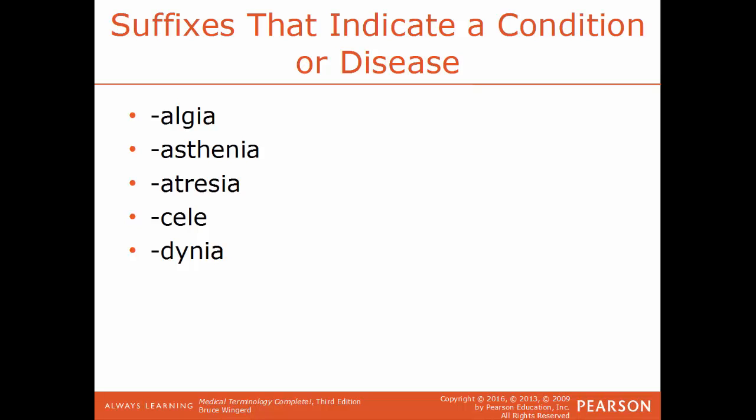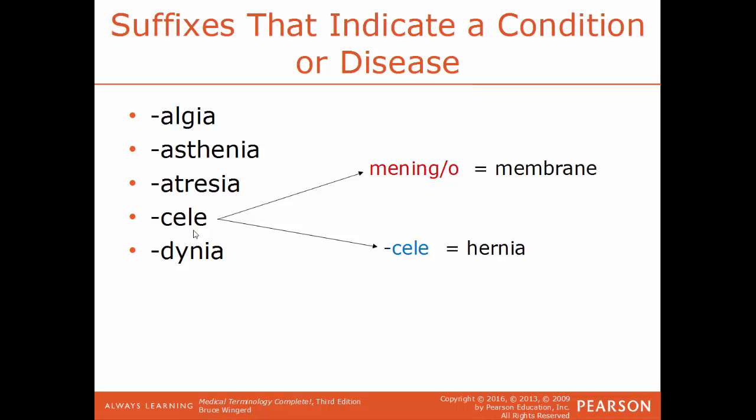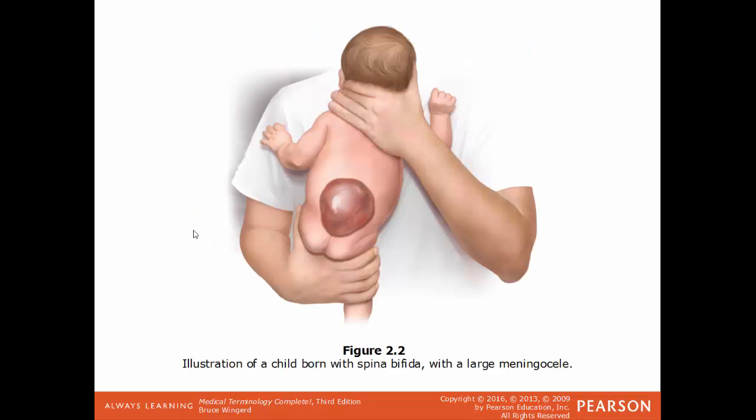And going back to the suffix here, seal, if you were to add that to the root word meningo, meningo means membrane, such as the meninges that cover the brain and spinal cord. So if you have a meningoceal, you actually have a hernia on one of those membranes that protect the spinal cord and the brain. And this is how that would look.